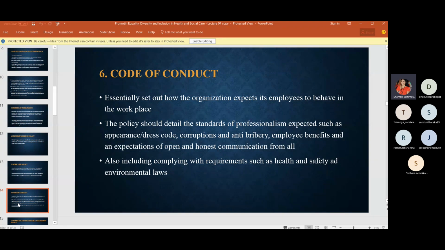It is a set of rules, we can call it a principle, or a list of indices which each and every employee needs to understand. They need to know what the expectations are and how they can fulfill them.